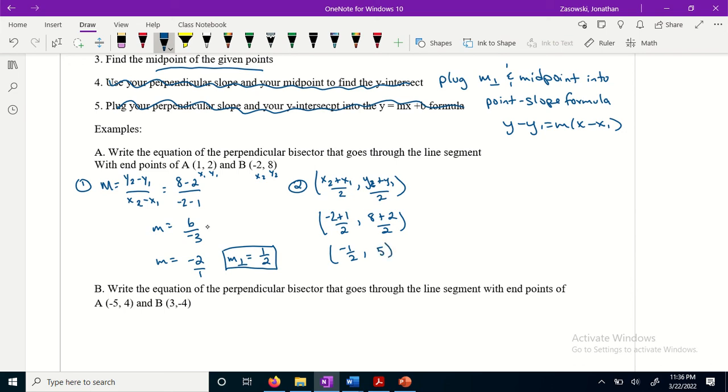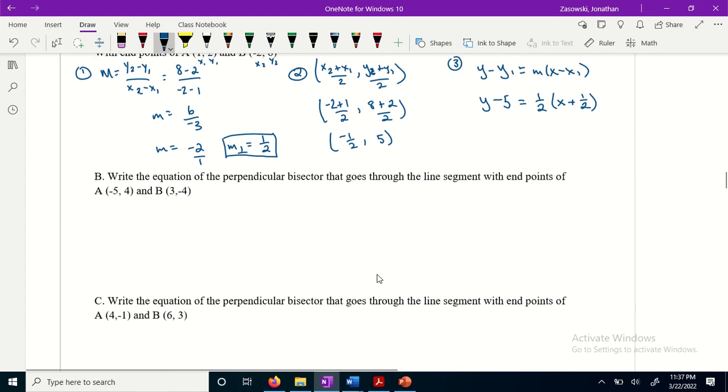And then we're just going to plug in to our point slope form. y minus y1 equals m times x minus x1. Okay, let's try it. So y minus, the y coordinate is 5. So y minus 5 equals the slope, which, remember, the perpendicular slope is positive 1/2. Be careful we don't copy down the actual slope. We want the perpendicular one. And then it's x minus negative, so that's plus 1/2. And there's our answer. Okay?